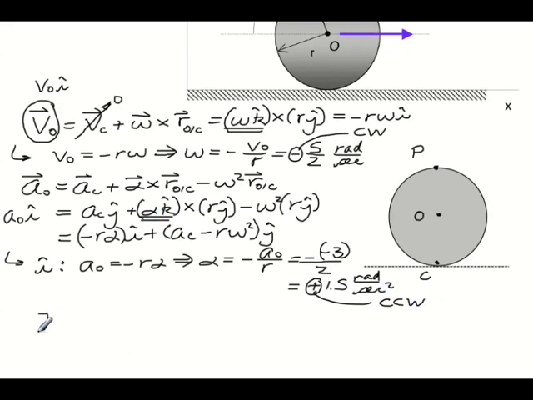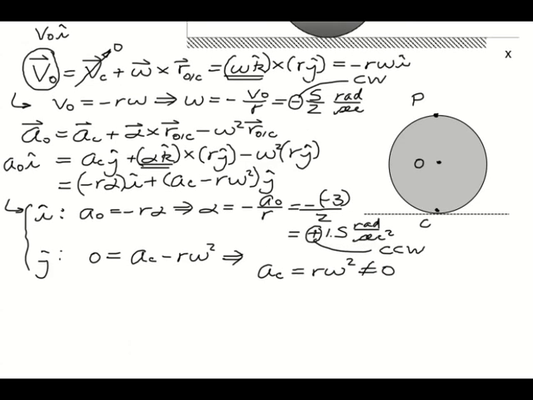The J component. The J component says that there's a 0 on the left-hand side. On the right-hand side, you got AC minus R omega squared. So I solve this, I see that AC is equal to R omega squared. The important thing on this is it's not equal to a 0. No slip does not say the y component of acceleration is 0. It only says that the x component is. Okay, great. So now we have alpha, we have omega, we can go straight to P.